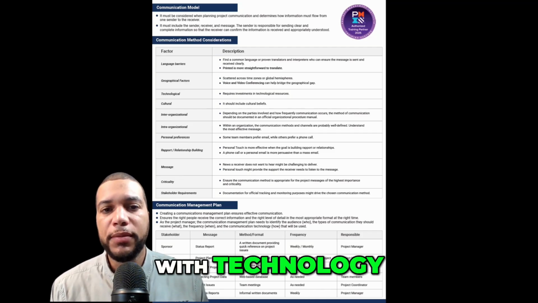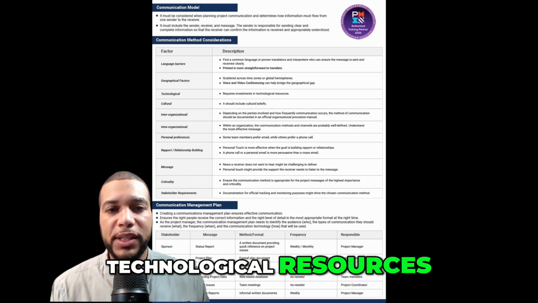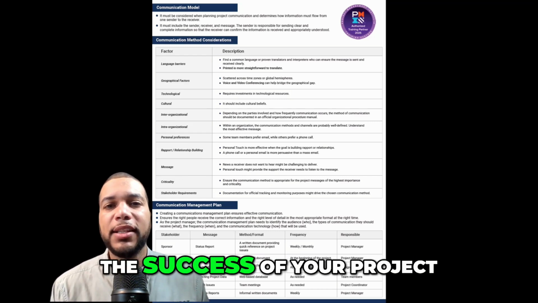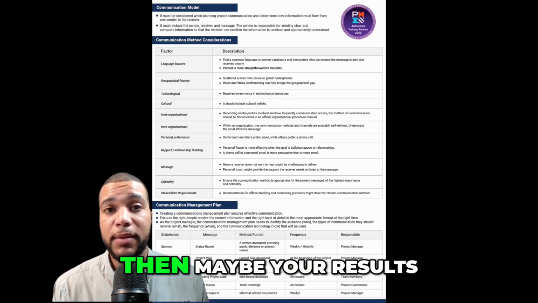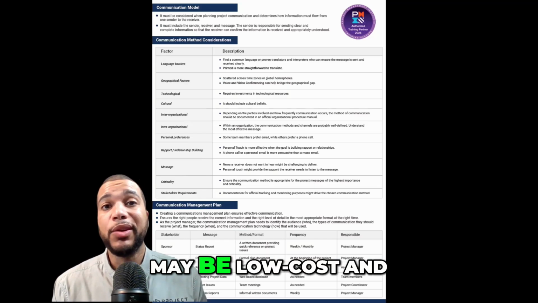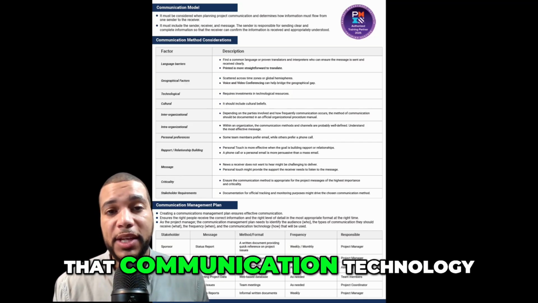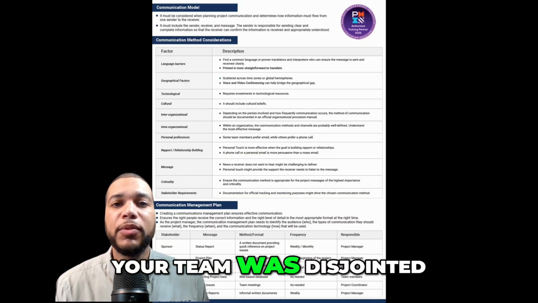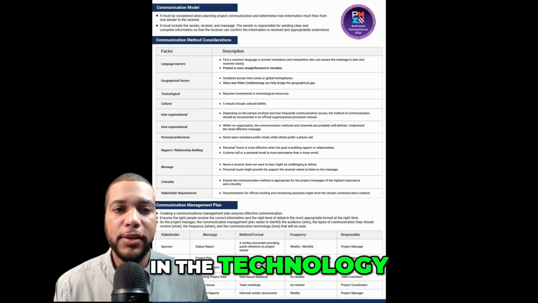With technology, this requires investments in your technological resources. Take into account that when you're looking at the success of your project, if you're trying to be low cost, then maybe your results may be low cost and not as valuable because you didn't invest in that communication technology, you didn't receive the proper feedback, your team was disjointed. This is something critical. You need to invest in the technology.